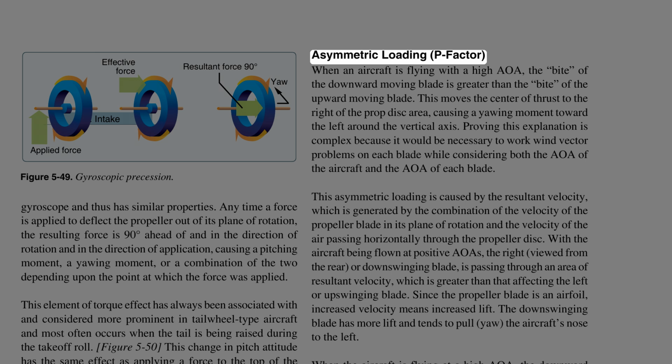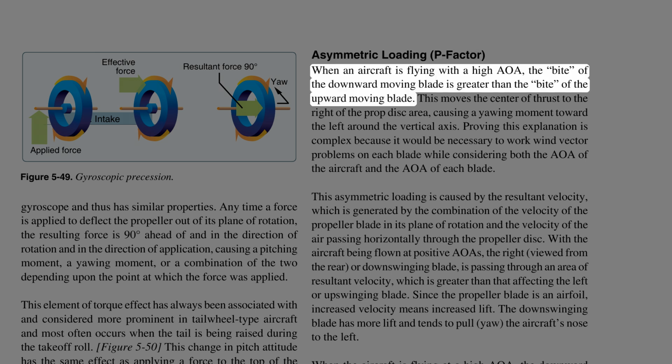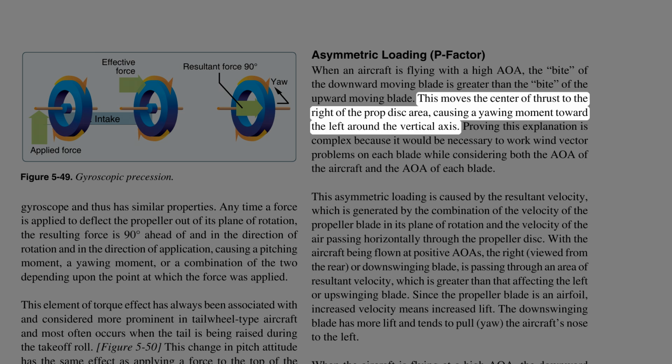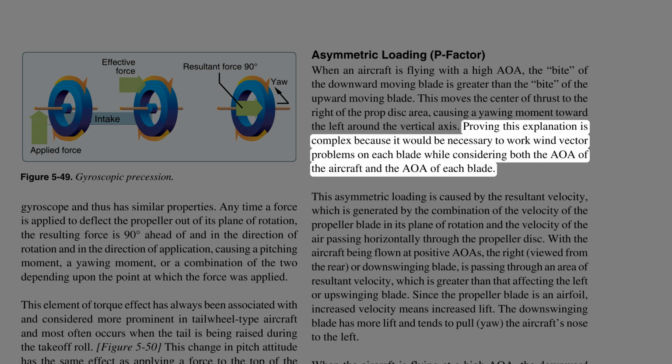Asymmetric loading, P factor. When an aircraft is flying with a high AOA, the bite of the downward moving blade is greater than the bite of the upward moving blade. This moves the center of thrust to the right of the prop disc area, causing a yawing moment toward the left around the vertical axis. Proving this explanation is complex because it would be necessary to work wind vector problems on each blade while considering both the AOA of the aircraft and the AOA of each blade.